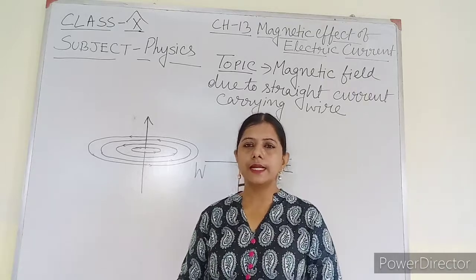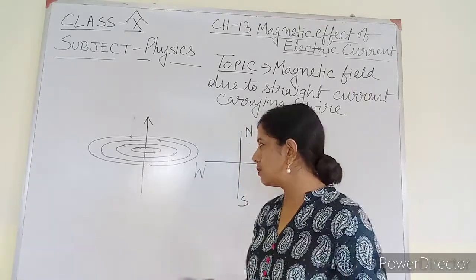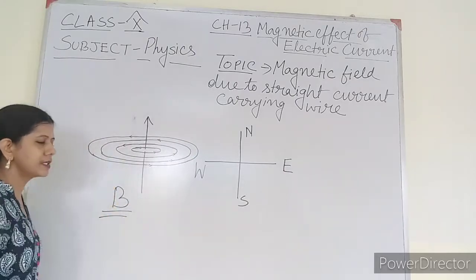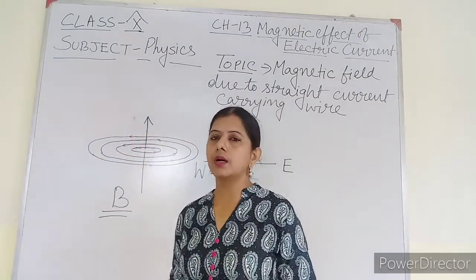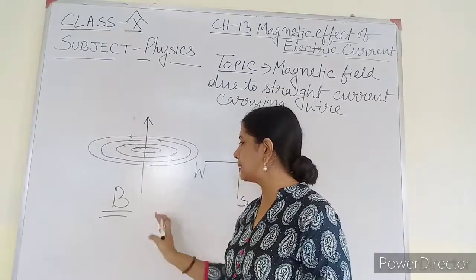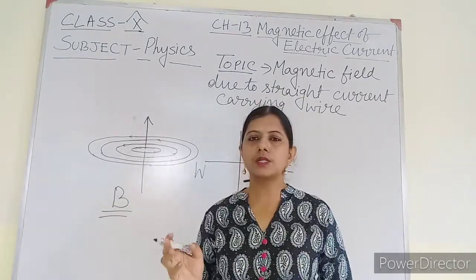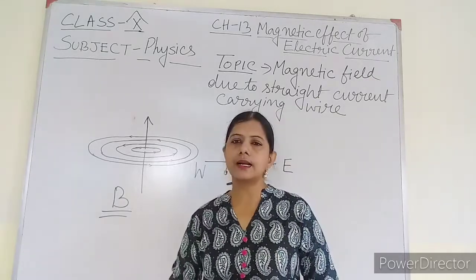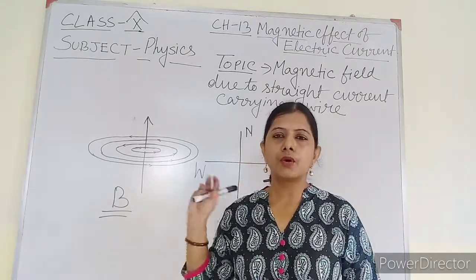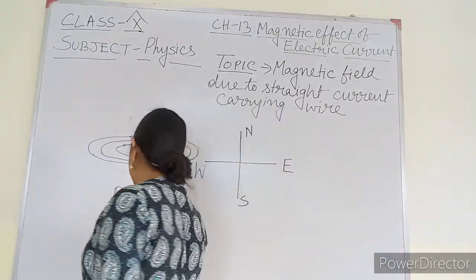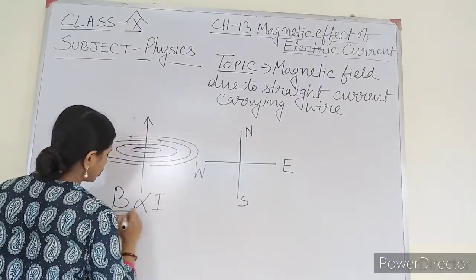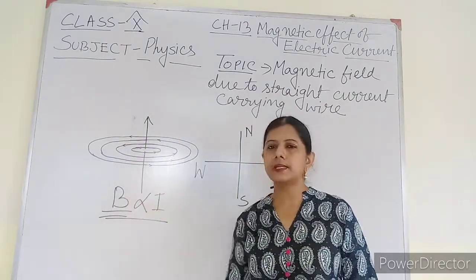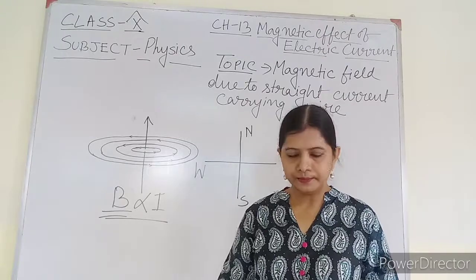Generally magnetic field is mathematically denoted by the letter B. This is the amount of magnetic field produced around a magnet, or we can say this is the magnetic force: how much magnetic force is applied by the straight current carrying conductor. So from this experiment I can say that B is directly proportional to I. The more the amount of current, the more the effect of the magnetic field.